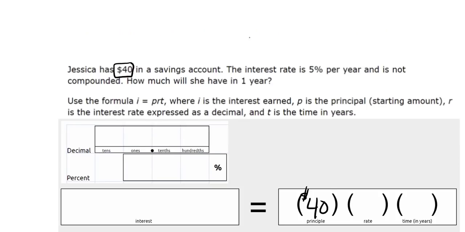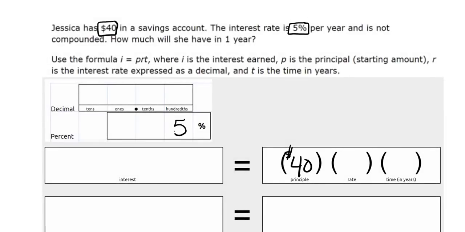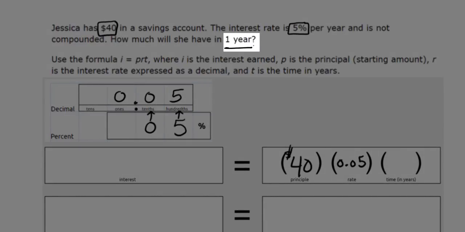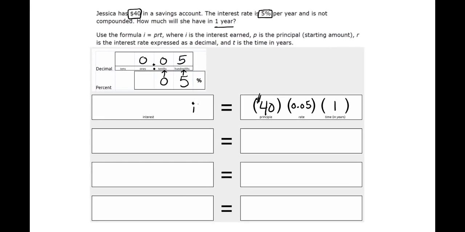So the next thing I see is the interest rate is 5% per year. I need to change what 5% looks like because we can't multiply by percents. So I put it into my graphic organizer here, and I'm going to realize that 5% is 0.05 as a decimal. So I stick that in, and then I put the time. We're only going to put this in for 1 year. This is going to give us our interest. I use I for my variable. So there's nothing that we have to do really to solve this except multiply. And I'm going to punch this all into my calculator using parentheses.